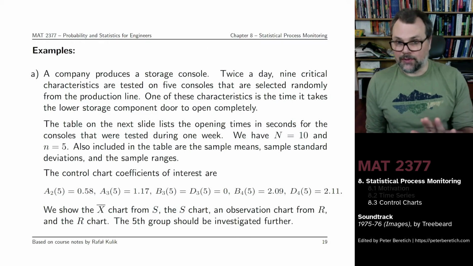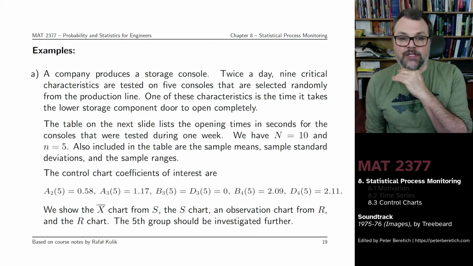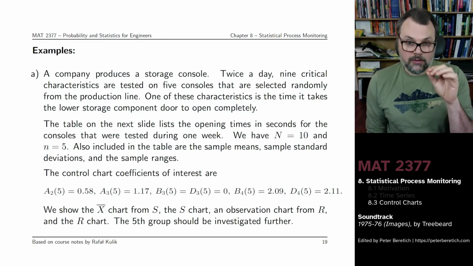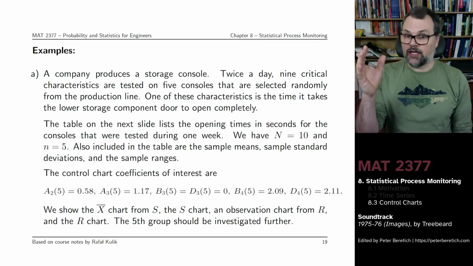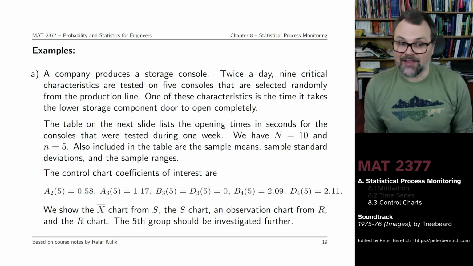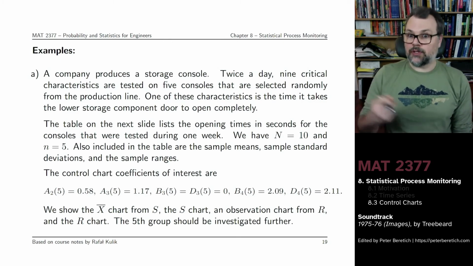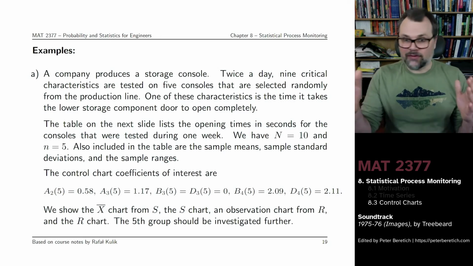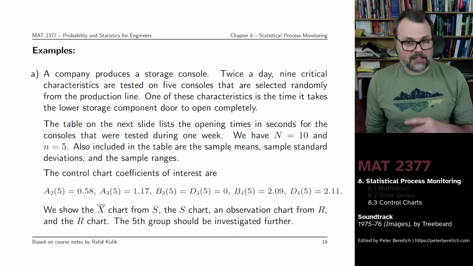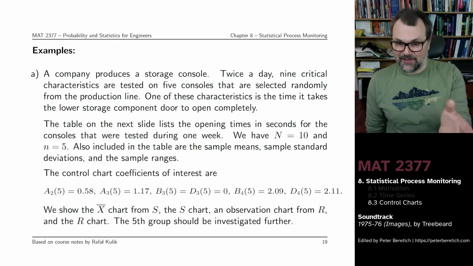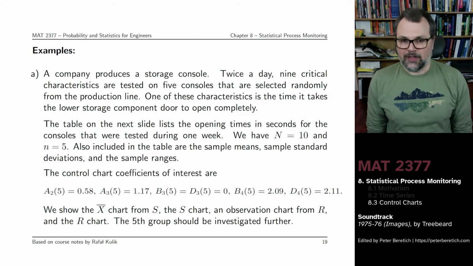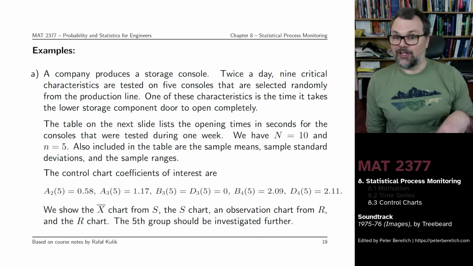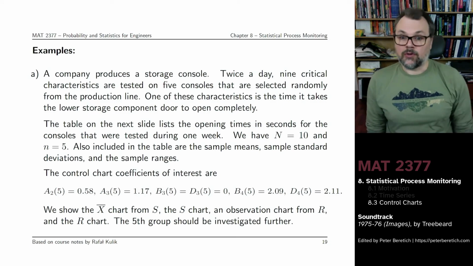Here's a few examples to make this clear. Imagine that a company produces a storage console. Twice a day, you test 9 critical characteristics on 5 consoles that you select randomly from the production line. One of the characteristics that you measure is the time it takes the lower storage component door to open completely. And it should be within some sort of preset requirement. On the next slide, we'll see a table that lists the opening times in seconds for the consoles that were tested for 1 week. So n equals 10, so we'll look at 10 different locations from which to sample the production line, and then we'll sample 5 consoles at each of these locations.